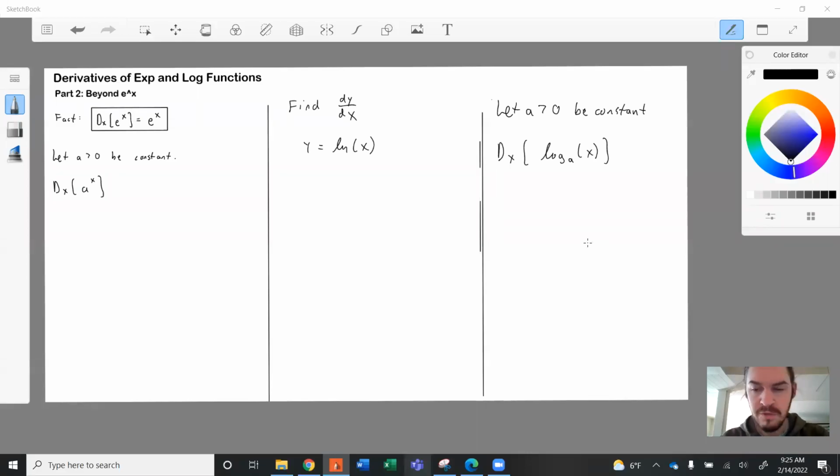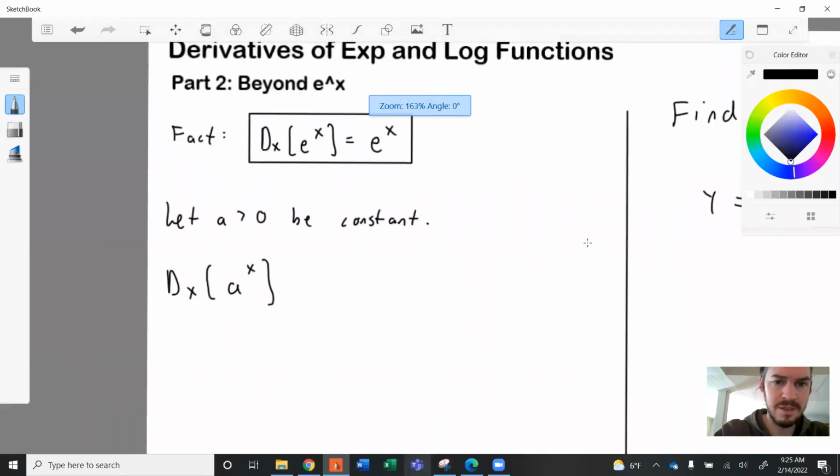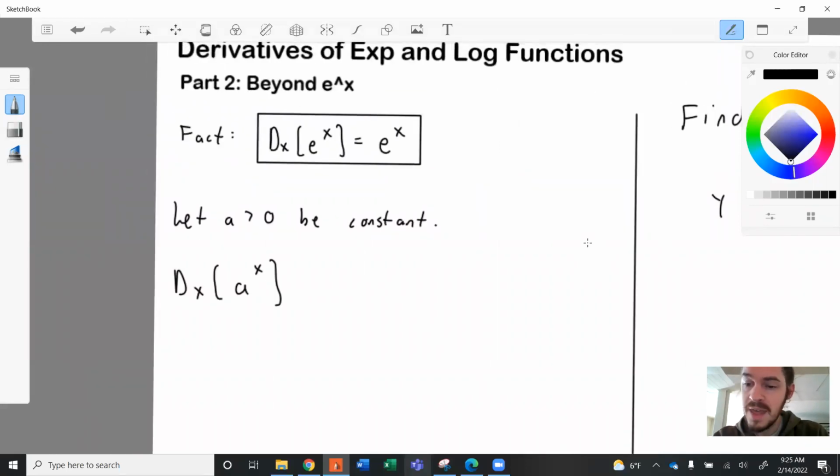All right, so this is the second video about the derivatives of exponential and logarithmic functions. In this video, what I want to do is take for granted the fact we proved in the previous video that the derivative of e to the x equals e to the x. And then we're going to use that to find some derivatives of other types of functions.